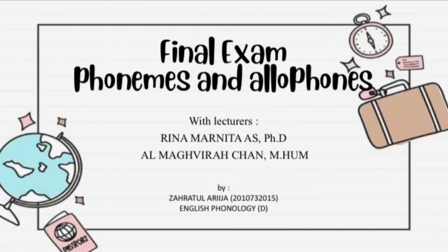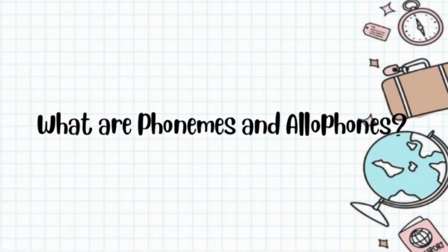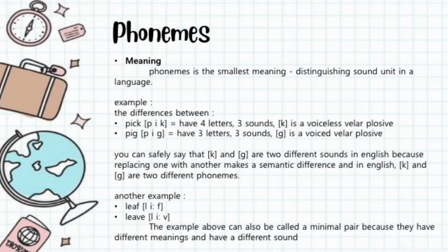My name is Zahratul Ariija, and today I would like to present about phonemes and allophones. So let's move on to our topic. For the first topic: what are phonemes and allophones? A phoneme is the smallest meaning-distinguishing sound unit in a language. For example, pig and big.